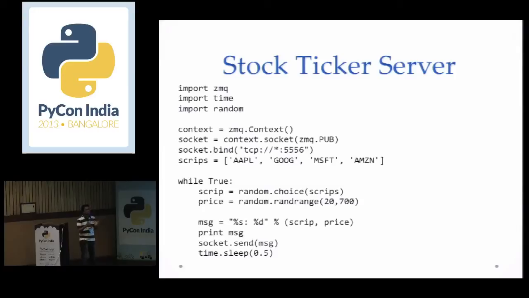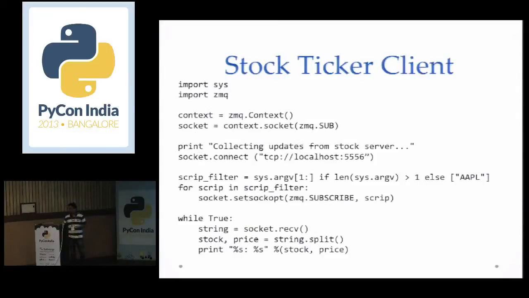I have a list of scripts like Apple, Google, Microsoft, Amazon. In the while true loop, it selects a single script randomly from these 4 scripts, and it chooses a price randomly between 20 and 700, and it sends this message. So the message will be like AAPL space 600, GOOG space 300, and so on. It randomly selects both the script and the price, and sends this message to the socket. Any client connected to this socket at 5556 will receive the message that it publishes.